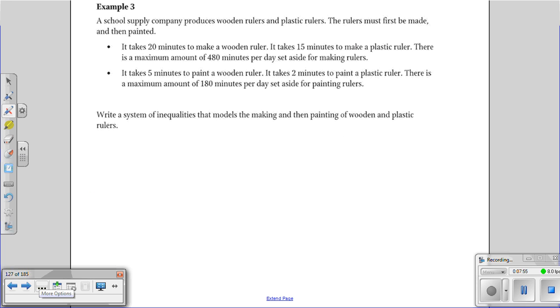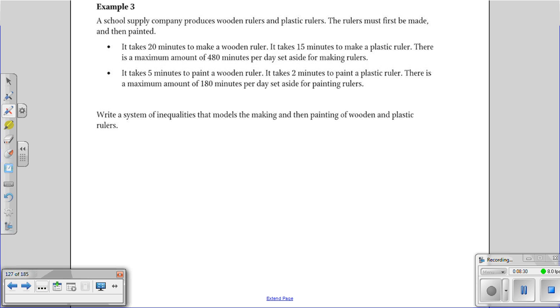All right, let's look at the last example for this lesson. A school supply company produces wooden rulers and plastic rulers. The rulers must first be made and then be painted. Okay, so here's where we talk about restrictions. You have to produce wooden rulers and plastic rulers, but you have different restrictions: the amount of time you have to make them and paint them. So we have to be able to write a system, a single function that has all these constraints together.